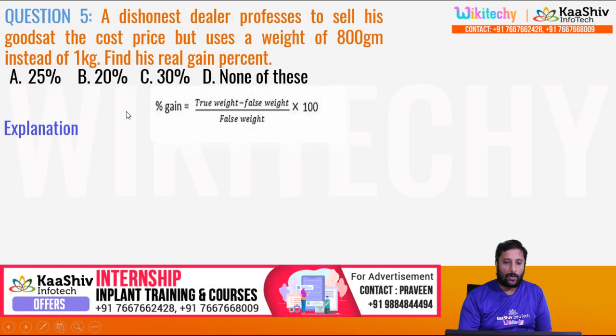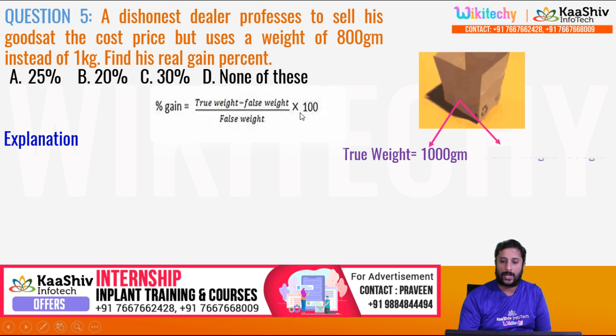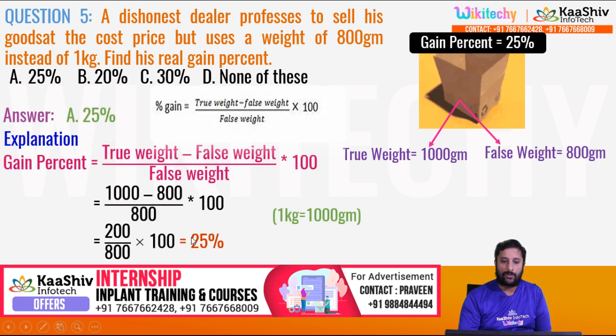So the formula is percentage gain is equal to true weight minus false weight, divided by the false weight, into 100. So manipulating this, you'll get the answer as 25%.